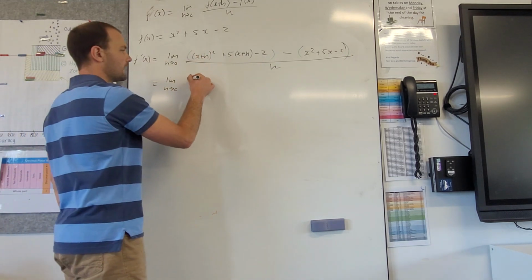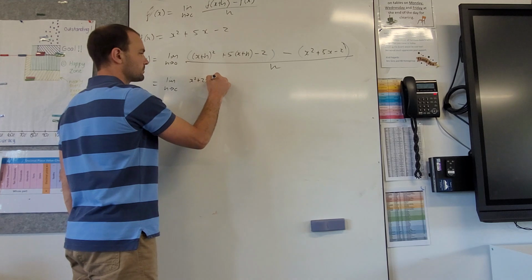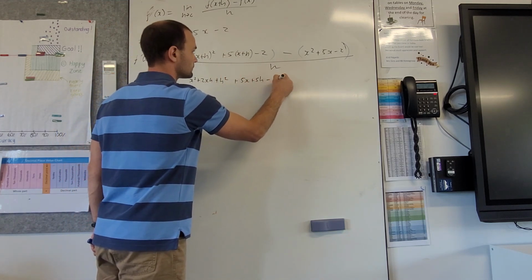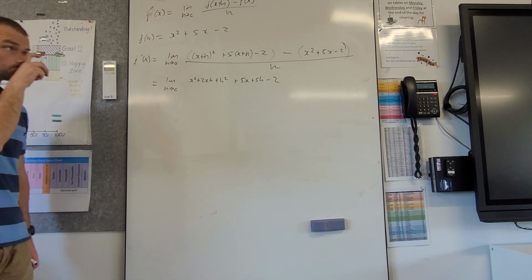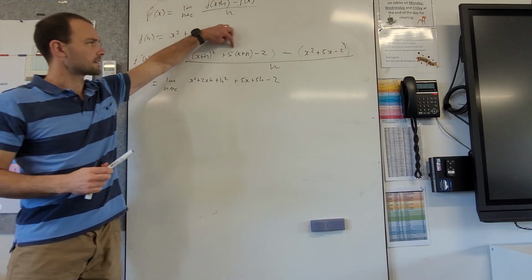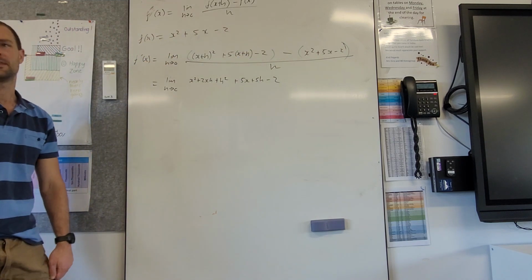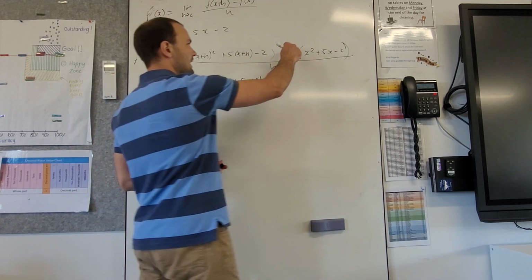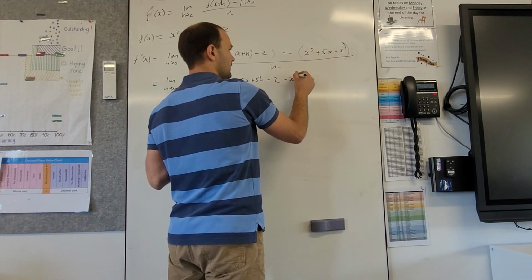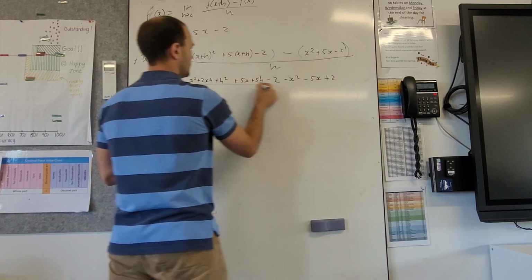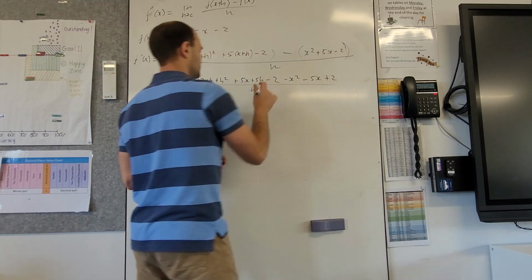So perfect square here, x squared plus 2xh plus h squared. And then the 5x and the 5h, and then the minus 2 just hanging out there. And then this negative distributes as well, right? Negative x squared, take 5x plus 2, all on top of h.